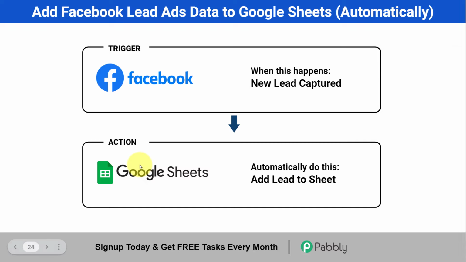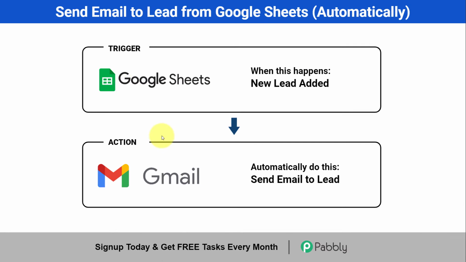And if you want to learn vice versa, assume that you already have a lot of lead data in your Google Sheets, I can even show you how you can automate the process of sending emails to your leads directly and automatically from Google Sheets. Whenever new lead data is added in Google Sheets, the emails will be sent automatically to your lead. Want to learn how you can also do that? Come with me and I will show you everything step by step.